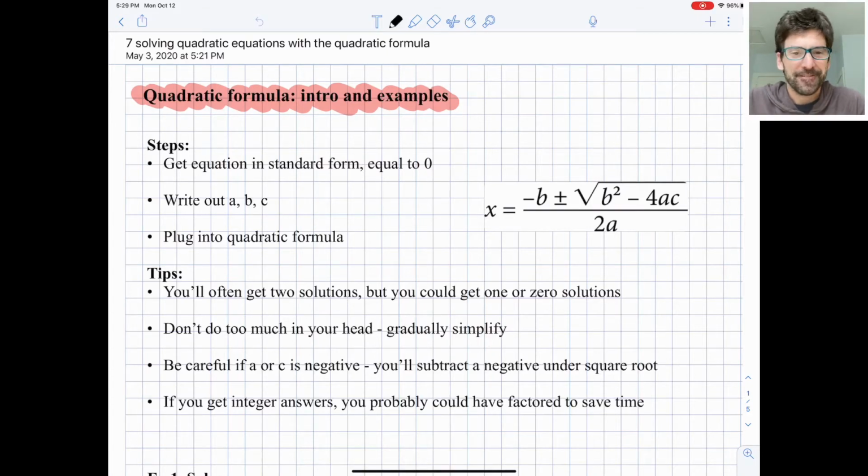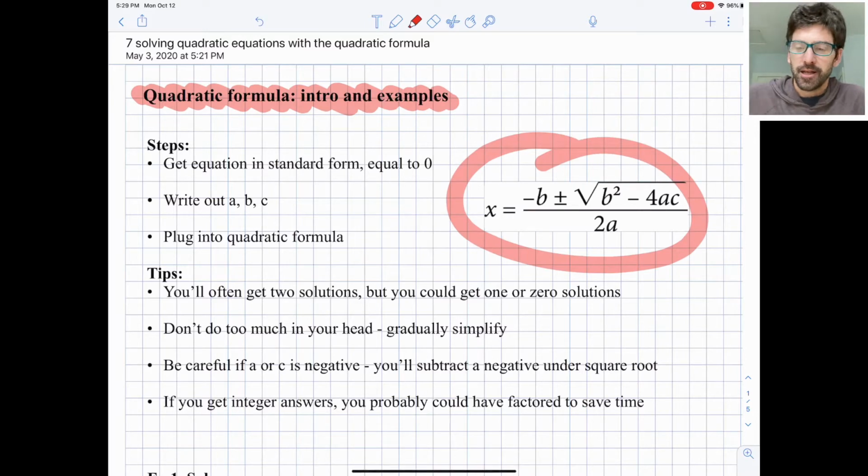All right, this is a video on the quadratic formula and using the quadratic formula to solve quadratic equations. We'll start off with an introduction and overview and then go through a few examples. The quadratic formula is shown over here on the right, and we would read that as x is equal to negative b plus or minus the square root of b squared minus 4ac all over 2a. Keep in mind that you need to do the entirety of that numerator divided by 2a.